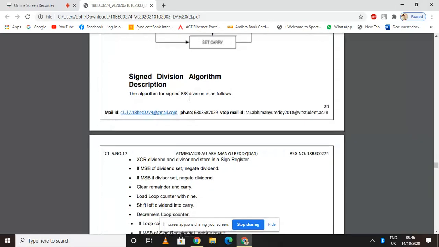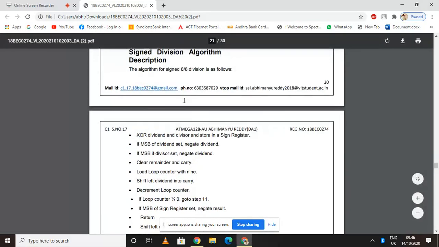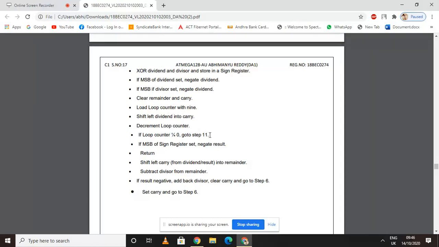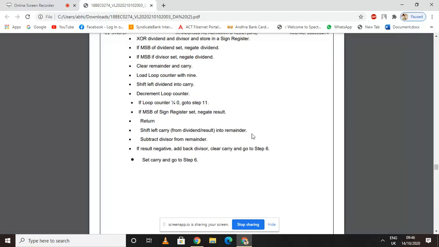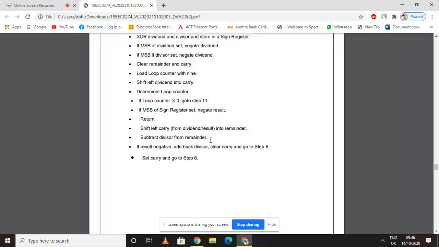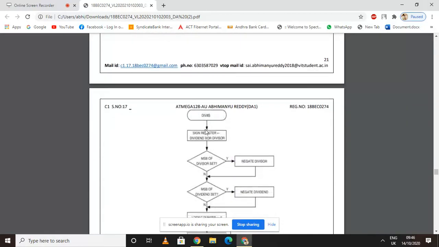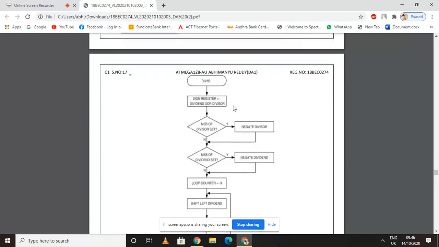Signed division algorithm description: we are using a logic gate for this. XOR the dividend and divisor and store in a sign register. If the MSB of the dividend is set, negate the dividend. If the MSB of the divisor is set, negate the divisor. Then load loop counter with 9, shift left dividend into carry, decrement loop counter. If the loop counter is not 0, go back to step 11. If the MSB of the sign register is set, negate result, return. Shift left carry into remainder, subtract divisor from remainder. If the result is negative, add back divisor, clear carry, and go back to step 6. Otherwise, set carry and go to step 6. This is the flowchart of the given algorithm.